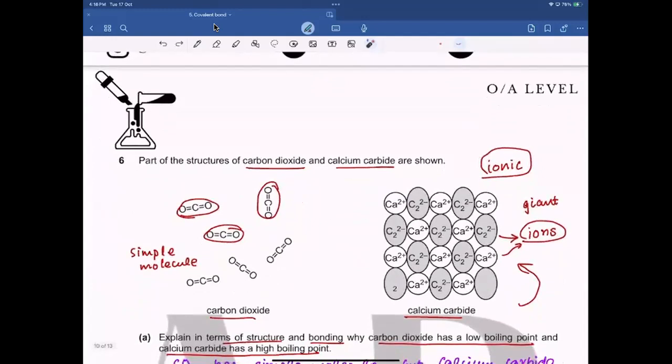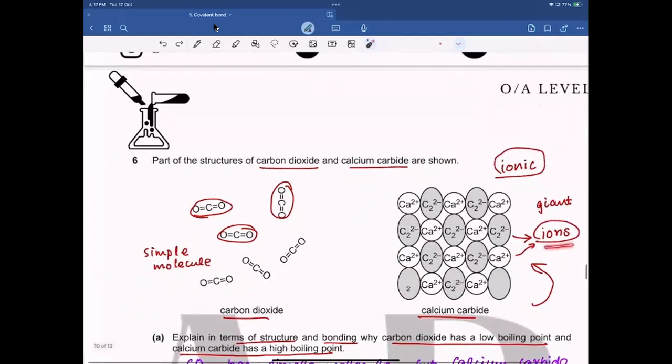Now that is a question where they are asking you a comparison. They have shown you carbon dioxide and calcium carbide. Here you see there are simple molecules which are further apart from each other. And over here, which particle do we have? If it's a charged particle, then what do we call it? Ions, right? So they are asking, explain in terms of structure and bonding why carbon dioxide has a low boiling point and calcium carbide has a high boiling point.